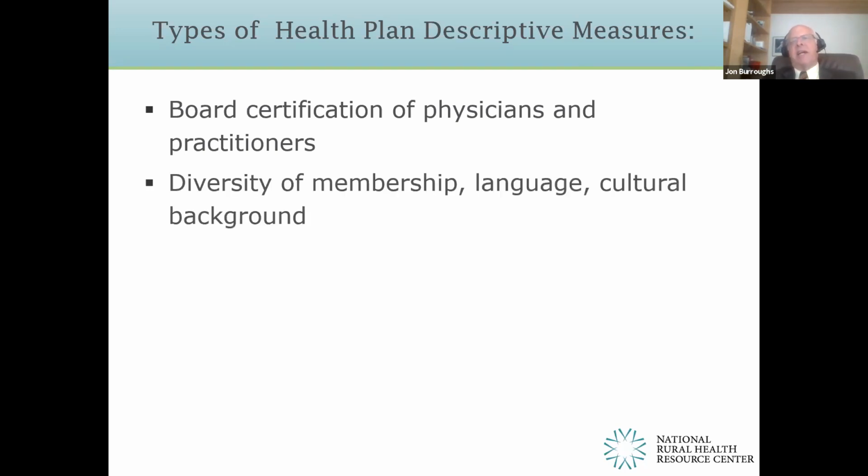Diversity of membership, I can tell you that diversity is good business. If you take care of different people from different socioeconomic levels, if you take care of different people from different ethnic groups, et cetera, it's good business. And people want to be spoken to in the language that is their primary language. And also, they want to do business with people who understand their cultural needs and their cultural beliefs and values.